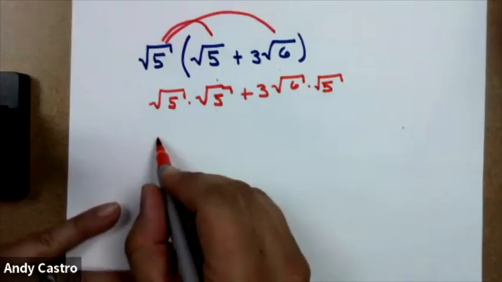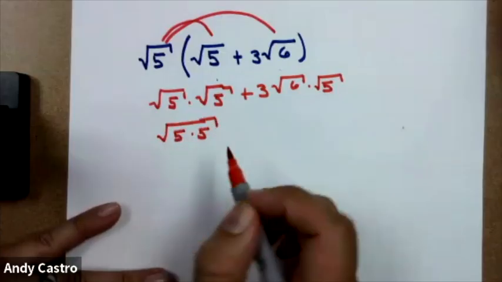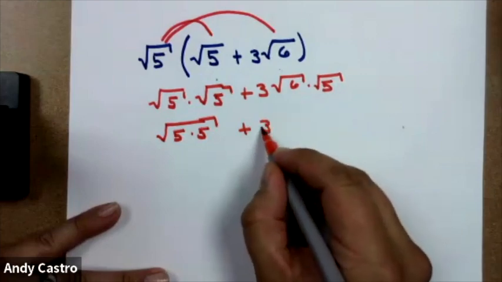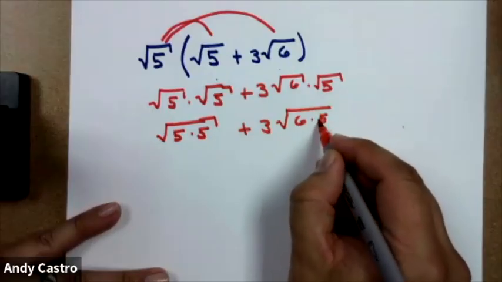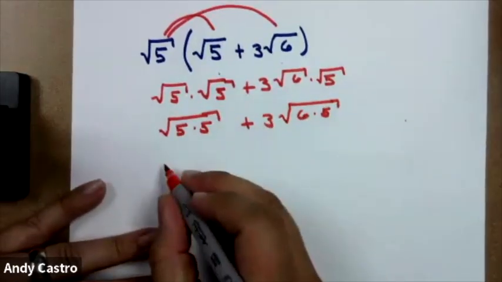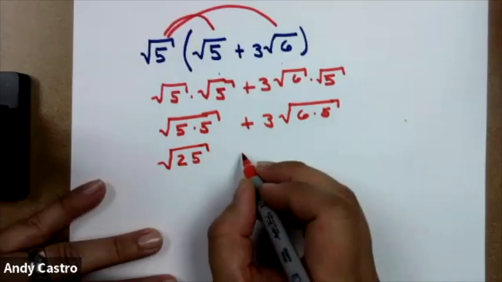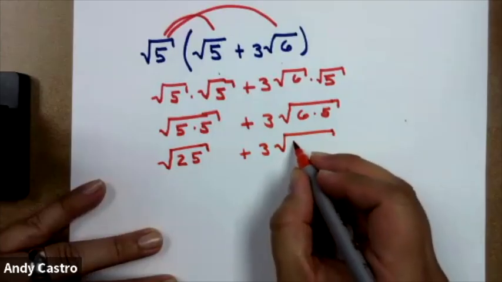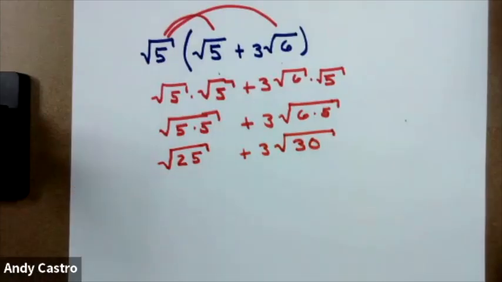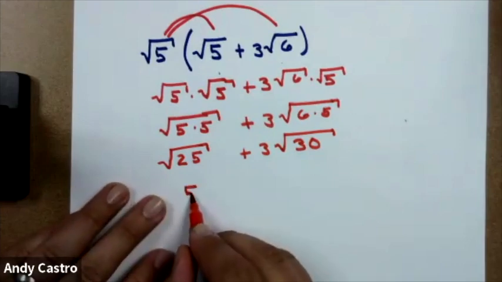Root 5 times root 5, we could put that under the same radical. Same thing here, we could put those two under the same radical. 5 times 5 is 25. Six times 5 is 30. Square root of 25 is 5.